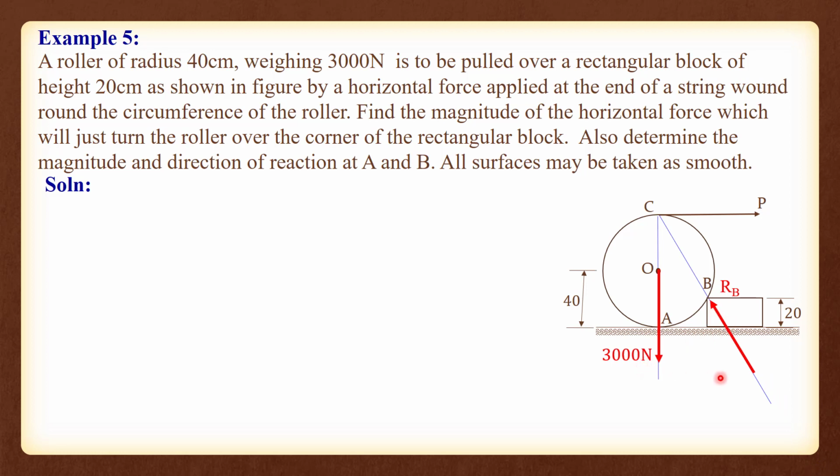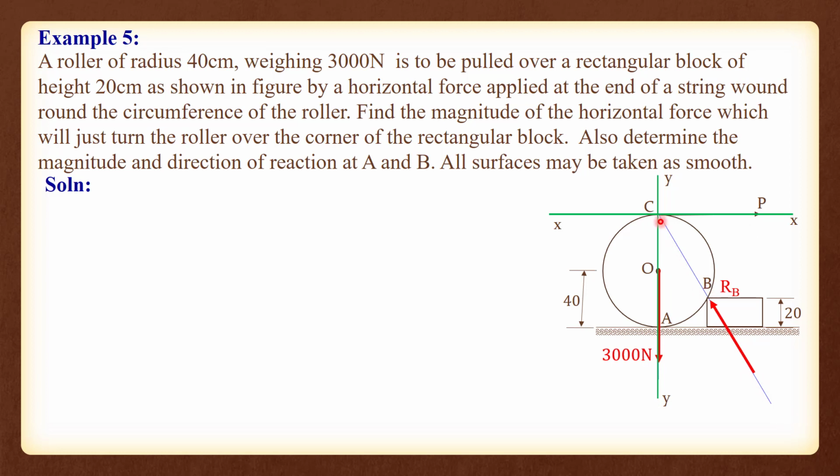So here you can see that the line of action of 3000 Newton, the line of action of RB, and the line of action of P are passing through a single point. So the system will be in equilibrium. Now I have drawn two axes, x-axis and y-axis, just to locate the position of the forces. Now here we have one horizontal force, one vertical force and one inclined force.